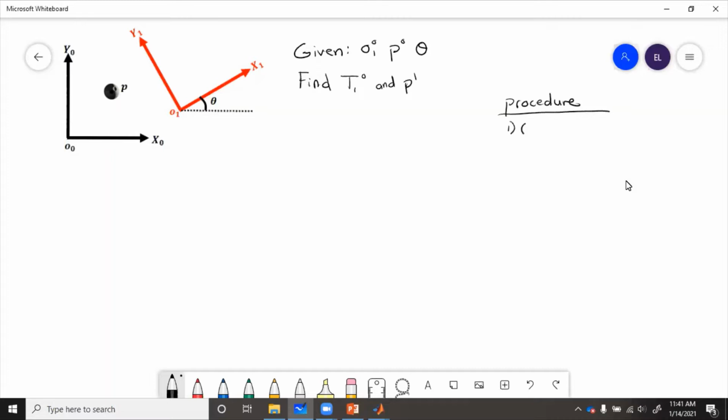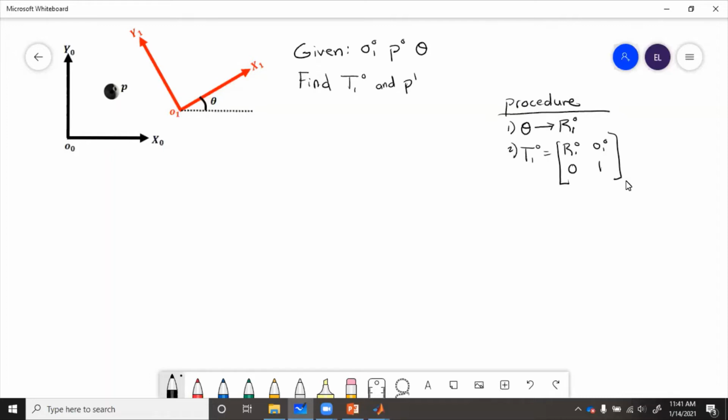So, procedure here. First, we need to use theta to find R of frame 1 with respect to frame 0. Then once we know R, we can find T10 equals R10, O10, 0 0 0 1. So that'll get us this transformation.